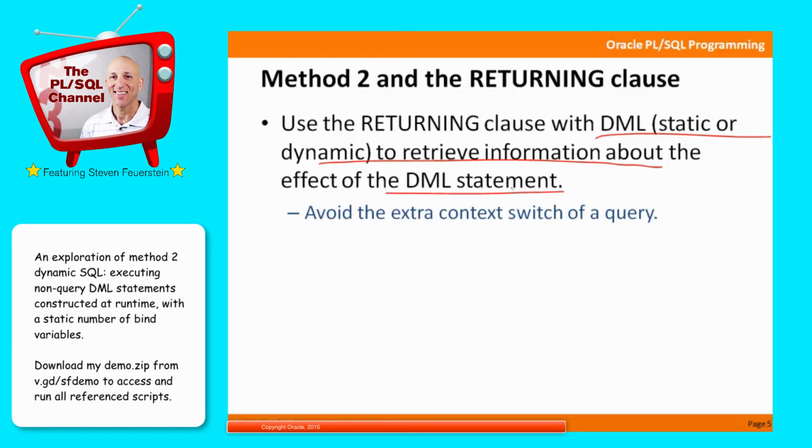Rather than having to do a separate select statement to get it after the insert is finished, I can request the employee ID, the primary key value, right inside the insert statement, and therefore I avoid an extra context switch, and that will improve the performance of my code.